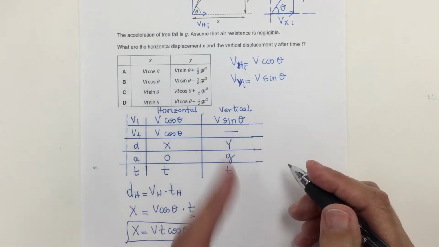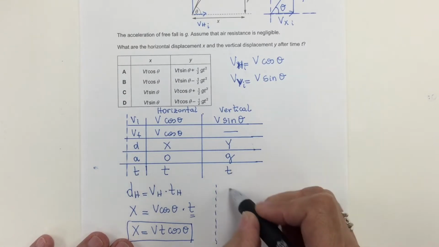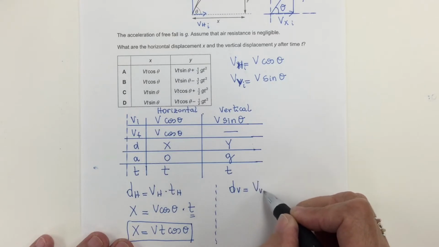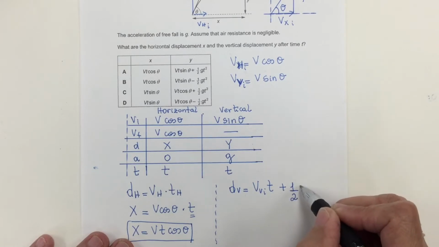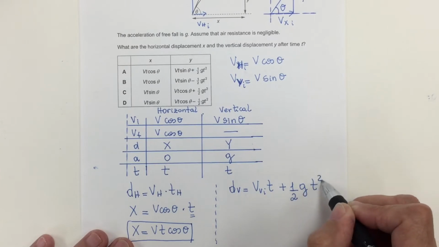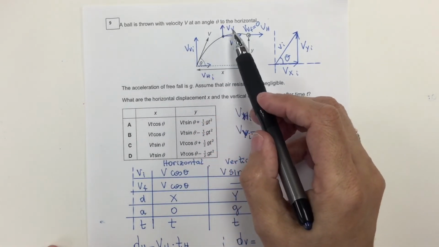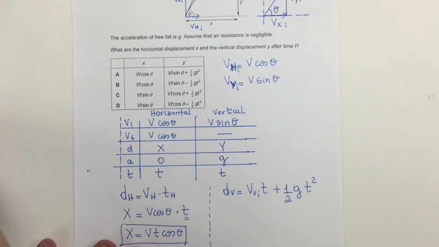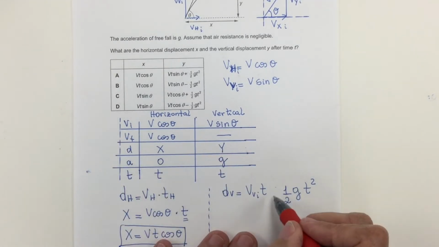So the y I'm going to find here, right? Now, because I do have acceleration in this case, I'm using d_v is equal to v_i t plus half a, in this case, g t squared. Going up, the vertical velocity is decelerating. So because it's decelerating, I'm going to change this plus sign to minus.